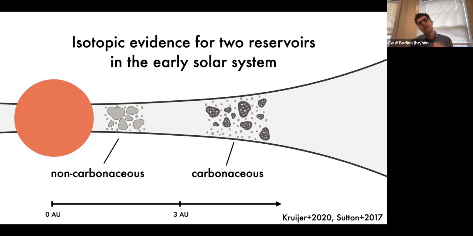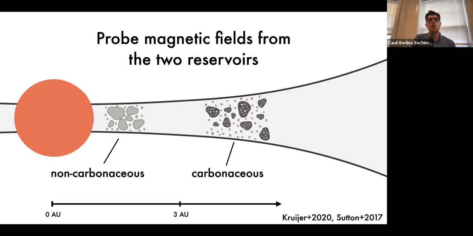But what we can do from a paleomagnetic perspective is take this information, that there are two reservoirs, to ultimately probe magnetic fields from two distinct regions in the early solar system. So by using that, we can obtain insights about magnetic fields in two locations in the solar nebula.